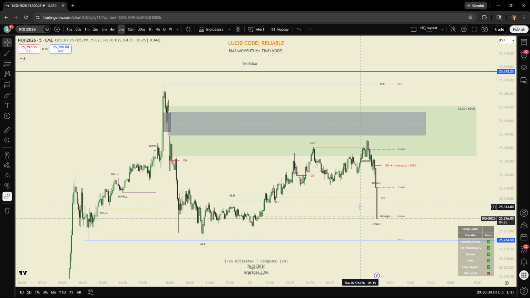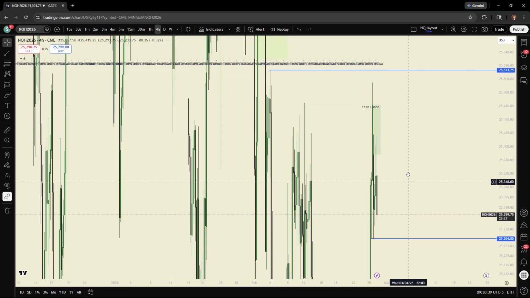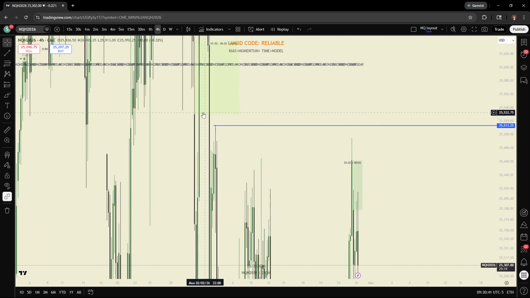All right, here's open. Dream scenario here, guys, would be a tap of the 4 hour and then longs out of it to target the highs.